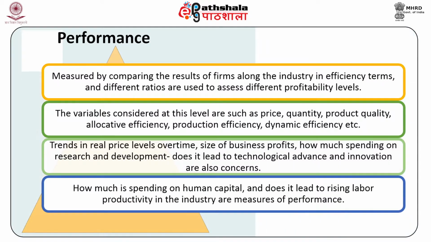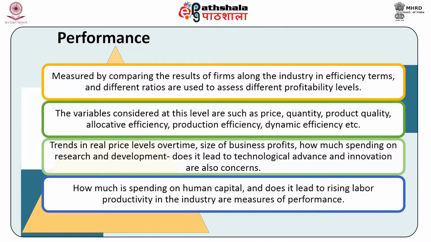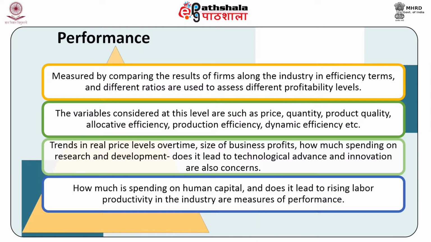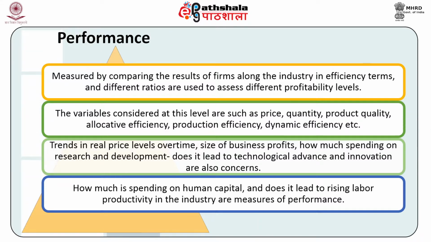Performance. It is measured by comparing the results of firms along the industry in efficiency terms, and different ratios are used to assess different profitability levels. The variables considered at this level are such as price, quantity, product quality, allocative efficiency, production efficiency, dynamic efficiency, etc. More specifically, trends in real price levels over time, size of business profits, how much spending on research and development, does it lead to technological advance and innovation are also the concerns.